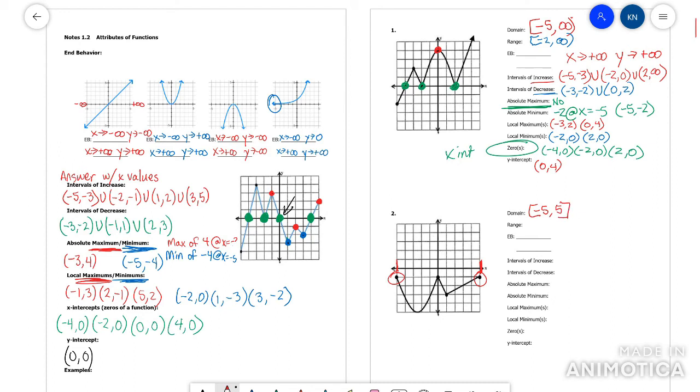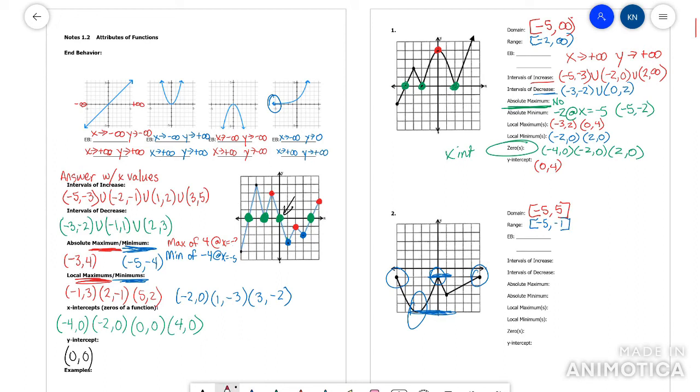The range is how low it goes, how high it goes. So I look at how low it goes first. This would be the lowest that it goes, and this would be the highest that it goes. So that's from -5 to -1. It hits -5 down here, and at any of these locations, it hits -1. So I'm going to be using brackets on both sides of this.